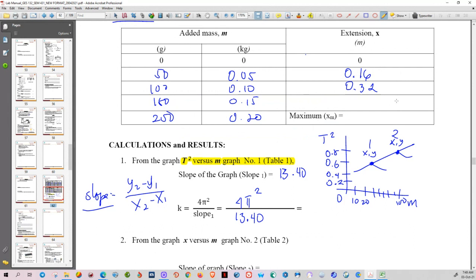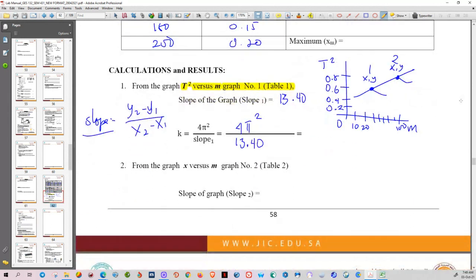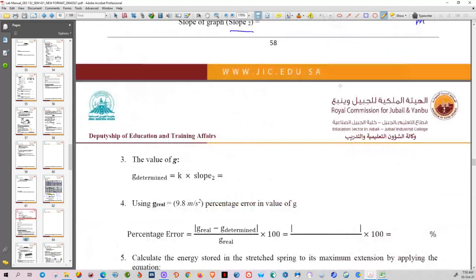Okay, what to do with table number 2? You will make a graph again, a graph of extension versus mass. This is the graph, just to show you how it should look. Again, mass is on the x-axis, extension is on the y-axis. Ideally, your graph has to be a straight line. Find the slope of the graph, write the slope here, and then if you take the value of k from table 1 and the slope from table 2, that's slope number 2, you multiply them together, you will get the value of g, gravity.